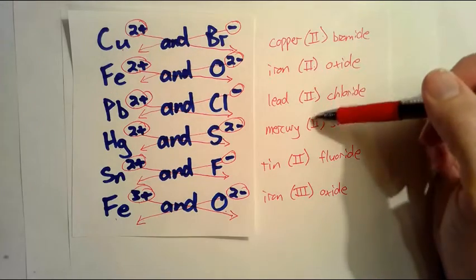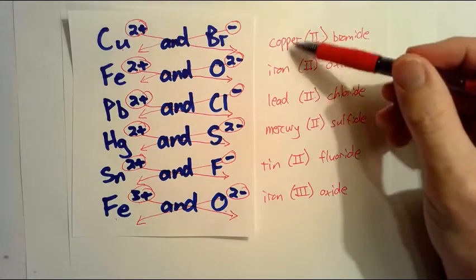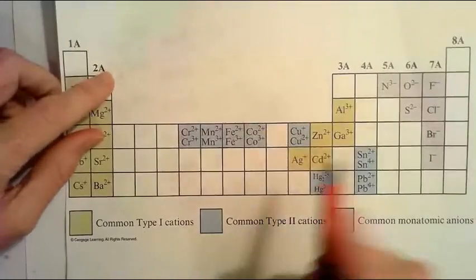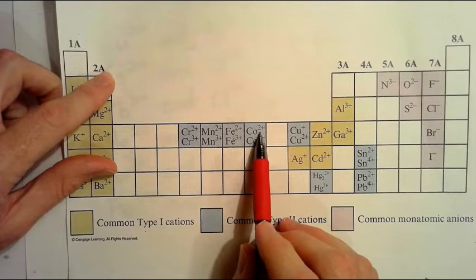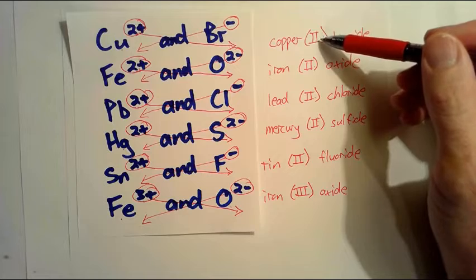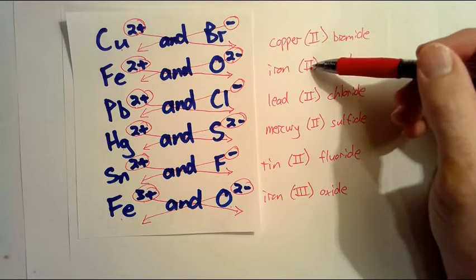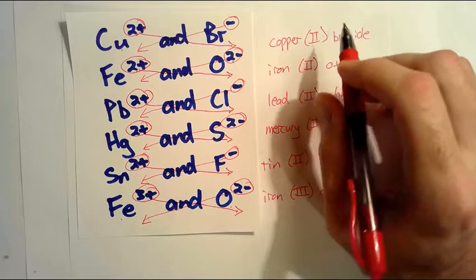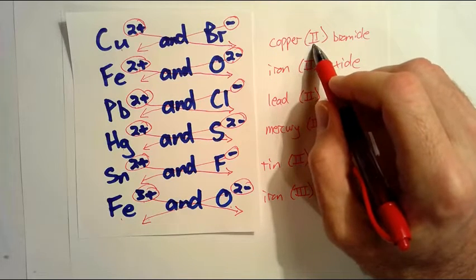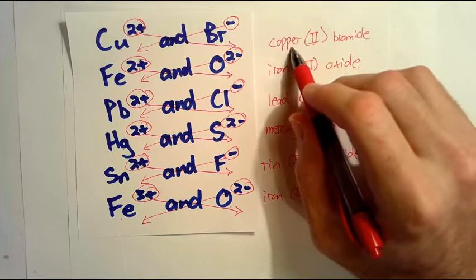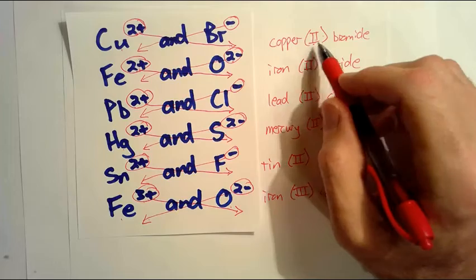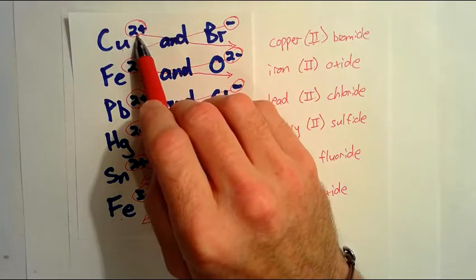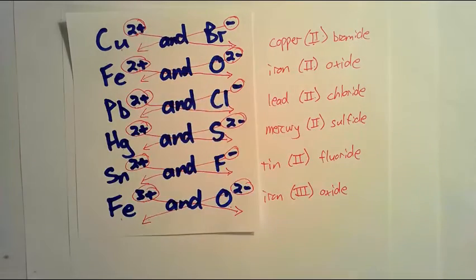Each one of these transition metals can have several different oxidation states, so we have to distinguish which oxidation state it is. That's how we are able to distinguish in word form. And just to reiterate, the Roman numeral 2 does not mean that there are two coppers. It just means that there is a 2 plus oxidation state.